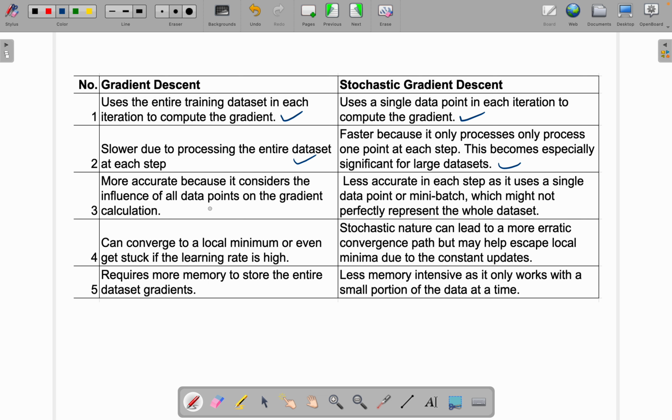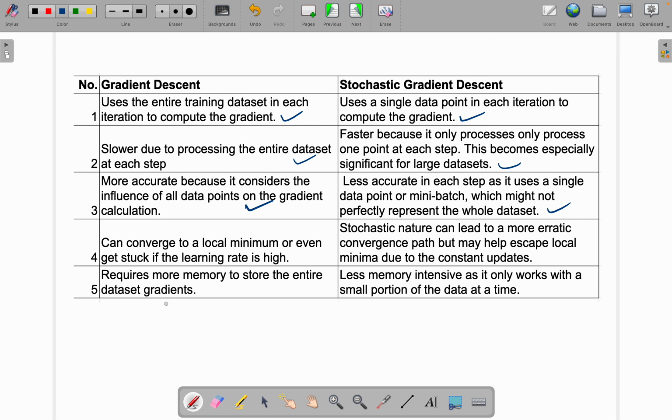It is more accurate because it considers all the points, right? We had seen that all updates would be gradually moving towards the global minima, and it would be more accurate while we are talking about the updates, right? And stochastic gradient descent has noisy updates. Okay, gradient descent can converge to a local minima or even get stuck if there is a high learning rate, right? Or it can get stuck at a local minima as well.